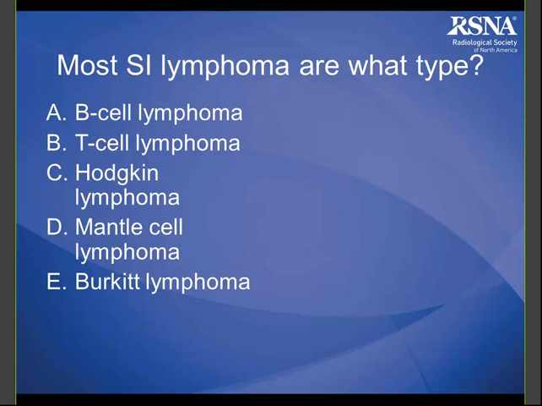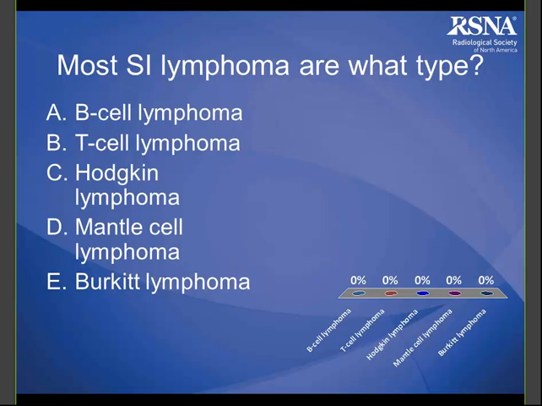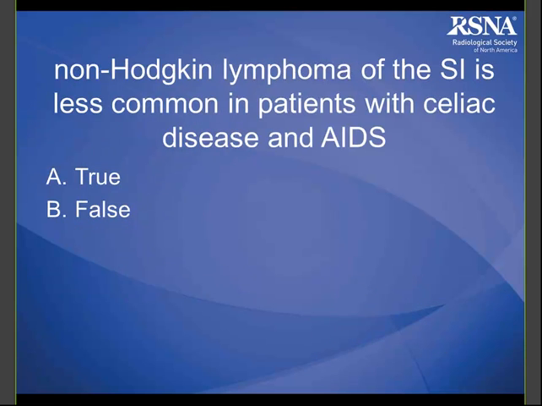So small intestinal lymphoma, moving on, are what type? B-cell lymphoma, T-cell lymphoma, Hodgkin lymphoma, mantle cell lymphoma, or Burkitt's lymphoma. And if you answered B-cell lymphoma, you're correct. Non-Hodgkin lymphoma of the small intestine is less common in patients with celiac disease and AIDS. And if you answered false, you're correct.